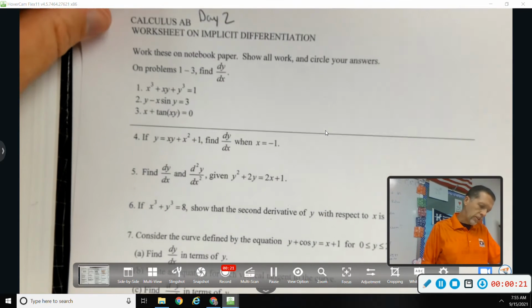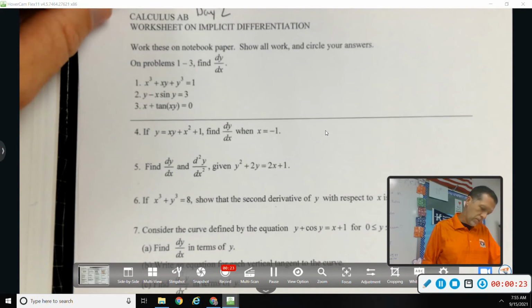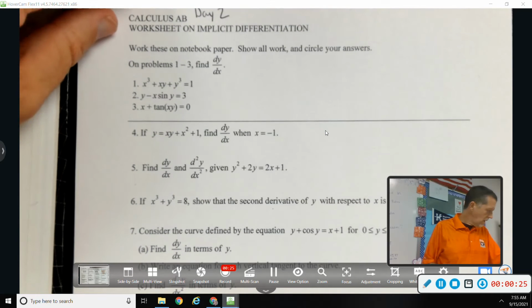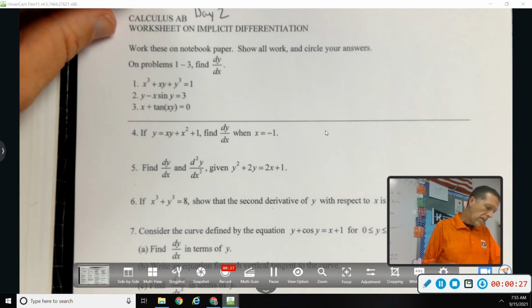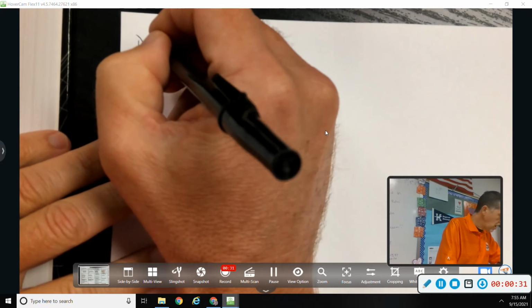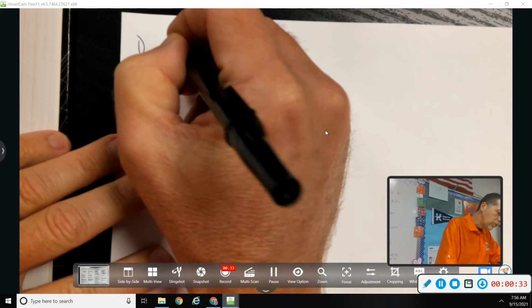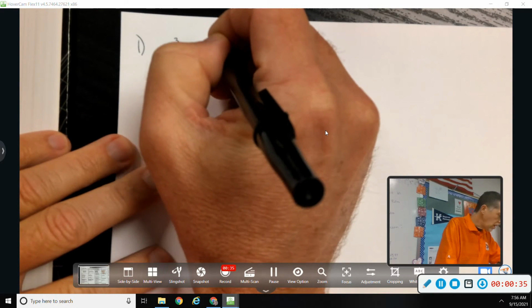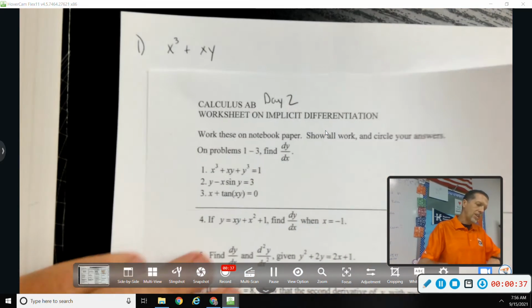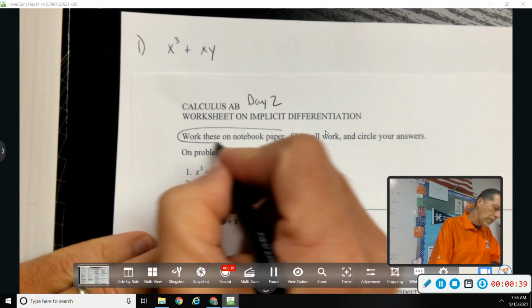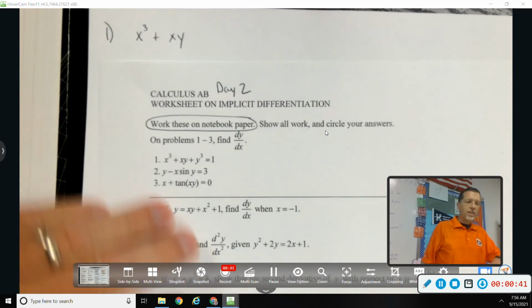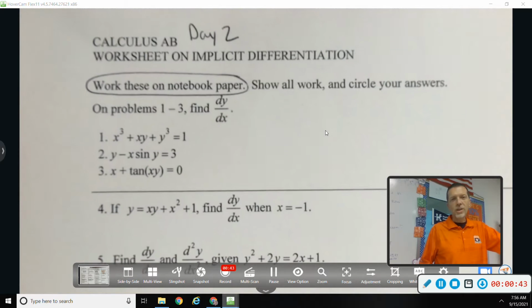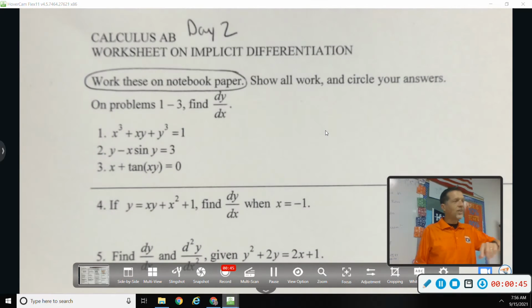And I don't know that there's space on this worksheet to do them all on the worksheet. Why don't, just as a start, see how we're going, why don't you try number 1? Oh, in fact, it says it right there on the worksheet. Work these on notebook paper. This is not your opportunity to be a hero and say, look how small my writing is. I can do it on the worksheet.